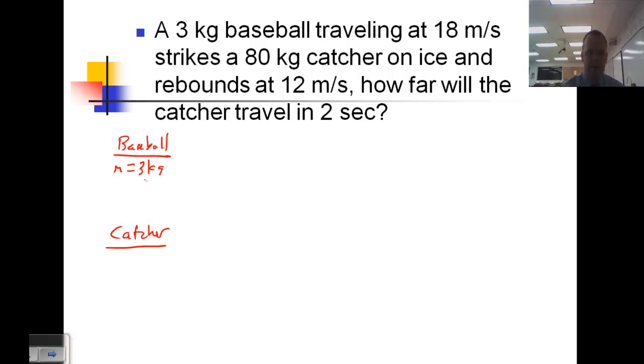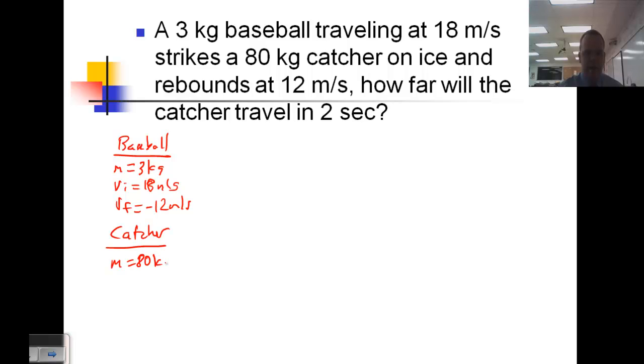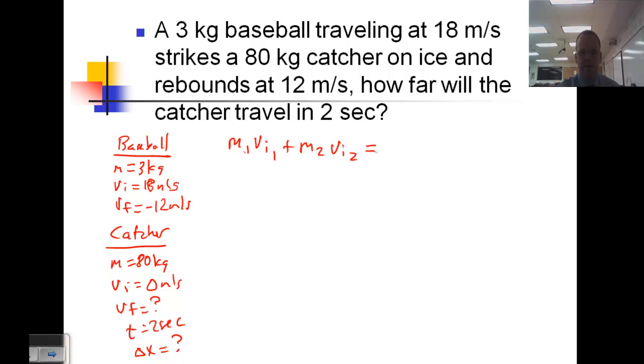The baseball has a mass of 3 kilograms, an initial velocity of 18 meters per second, and a final velocity of negative 12 meters per second, because it bounces back, so I have to make that negative. The catcher has a mass of 80 kilograms, an initial velocity of 0, the catcher's just sitting there, and we need to figure out his final velocity, and then in the time of 2 seconds, we need to figure out the displacement. It's on ice, so he'll move at a constant speed once he's hit. So we're going to start with our equation, m1 v initial 1 plus m2 v initial 2 equals m1 v final 1 plus m2 v final 2.